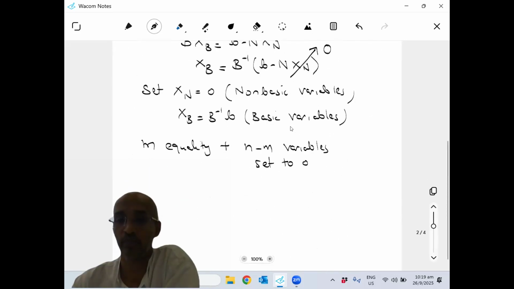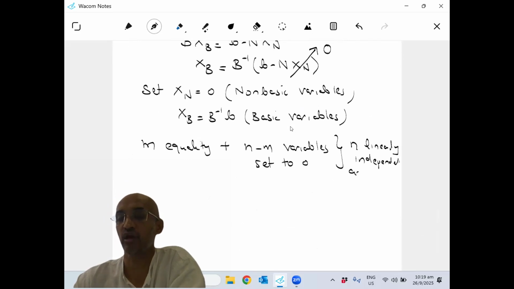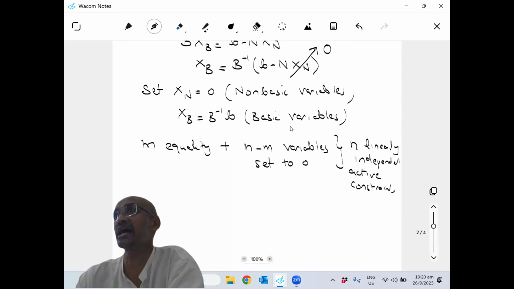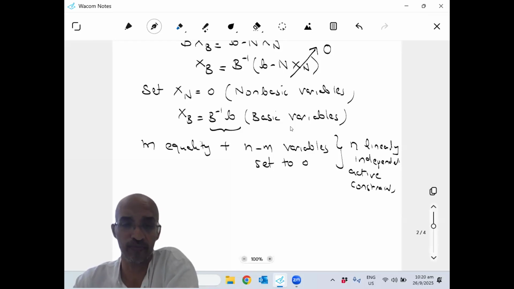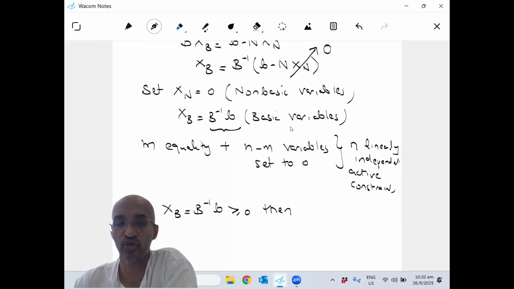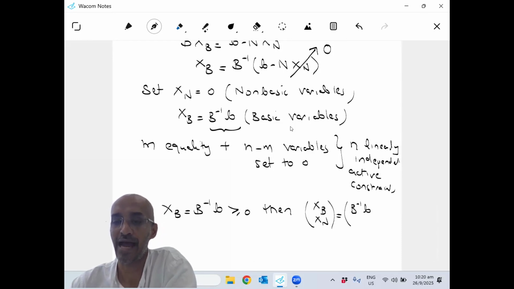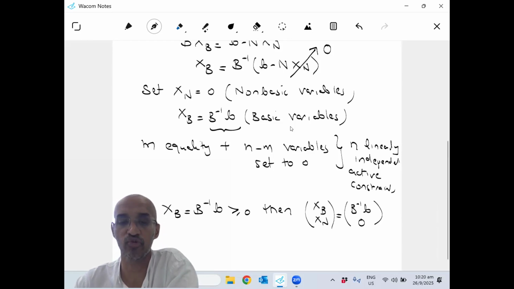So you get a total of n linearly independent active constraints. Okay. So that's a basic solution, right? The only thing I need is for it to be feasible. So I have to ensure that this thing is non-negative. So if xb, which is b inverse b, is greater than or equal to 0, then this solution, xb and xn, which is b inverse b and 0, is a basic feasible solution.